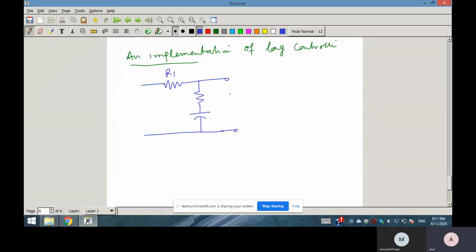This is R1, this is R2, this is C, and this is V1, this is V2. So we have to show that V2(s) by V1(s), the transfer function from V1 to V2, will act like a lag controller transfer function. So if you just check what will be your V2 by V1, so V2(s) by V1(s) will be what?